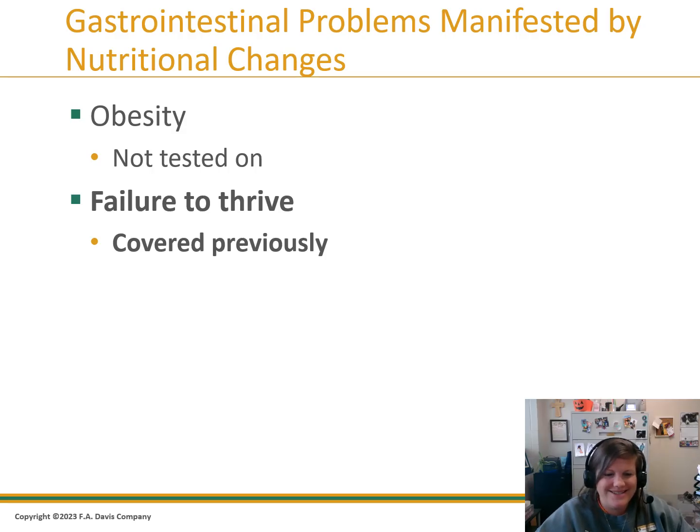Okay, and this is, yes, the last slide for this chapter. So this last one is referencing nutritional changes, or that's what the GI problem manifests as, and we're not testing on obesity. You will have that with adult health and MedSurg 2 if you haven't already. And failure to thrive, we've already covered. So it is something that you might see on this exam. It is likely not going to be the focus of the question, but definitely an element to the question. So if you haven't previously looked at it, I would review that information.